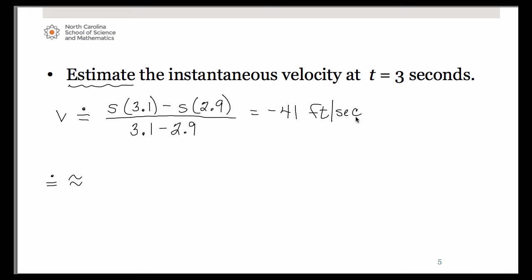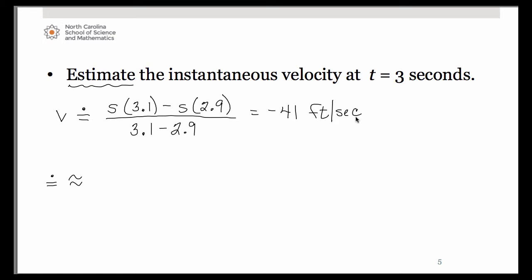Those of you who have had physics might remember the absolute value of velocity is what gives you the speed of the object. Your speed is basically your velocity regardless of direction. The negative really just tells us the direction that the ball is traveling at that point in time.